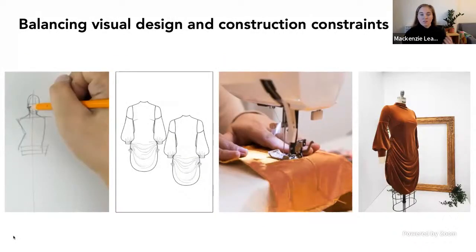And as we mentioned earlier, the design of physical objects often requires the designer to balance visual design and construction constraints. And this balance shifts at different points in the creation process. And I think a really interesting question for future exploration is how we can build tools that better adapt to these different phases and help the user balance these different considerations throughout the process.